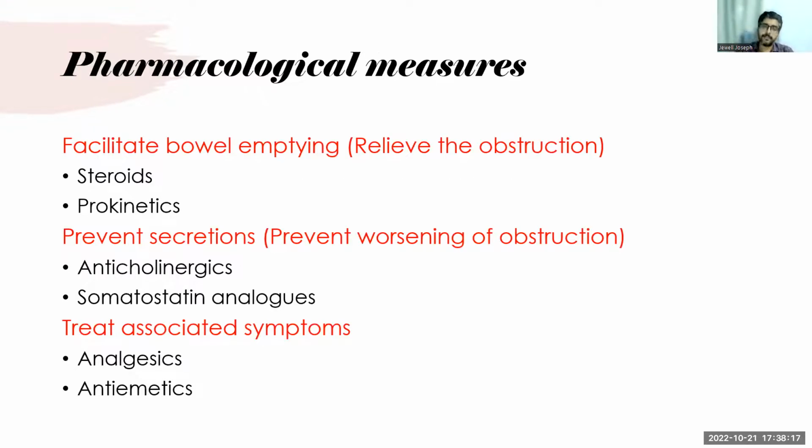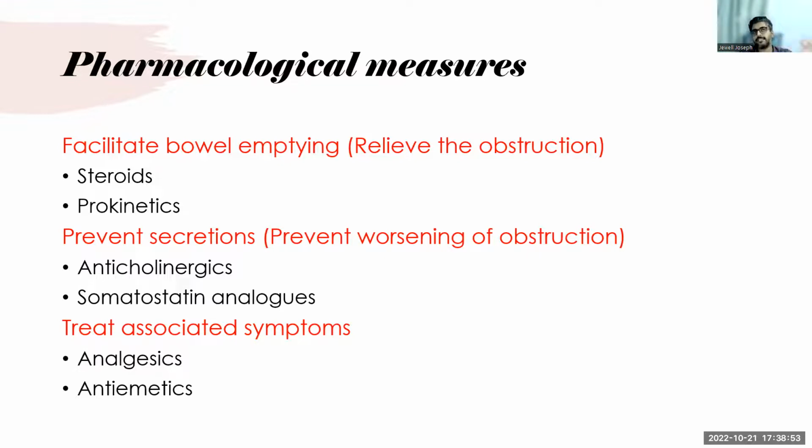So coming to the pharmacological measures. Basically we divide pharmacological measures into 3. First, those which facilitate bowel emptying or relieve the obstruction; second, those which prevent the secretions and prevent worsening of the obstruction; third, the drugs which treat associated symptoms. Facilitating bowel emptying, as I mentioned earlier, many of these obstructions may not be complete obstruction. They may be partial obstruction. With steroids, there can be reduction in the peritumor edema and inflammation, and there may be an opening above the bowel. Prokinetics just push the content through the stomach.